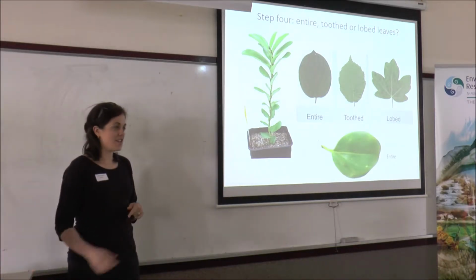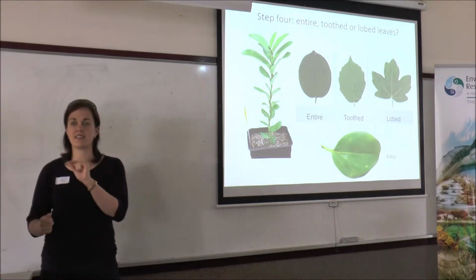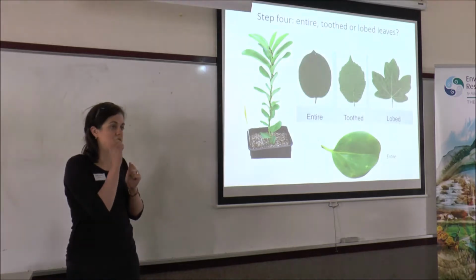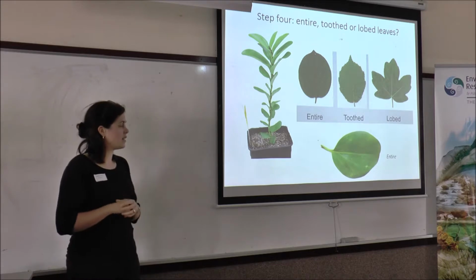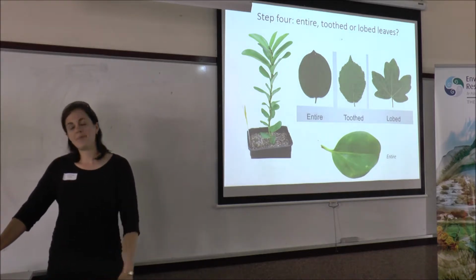So this leaf is entire. It's got no teeth on the edge. Sometimes you have to look very, very closely, and even if you're really into it, get a little magnifying glass and look at the edge of that leaf, because sometimes there are tiny little sharp teeth, and that's a toothed leaf. So our mystery plant has an entire leaf.